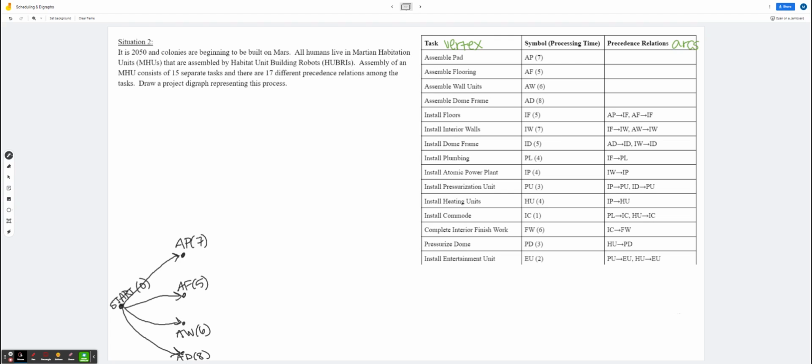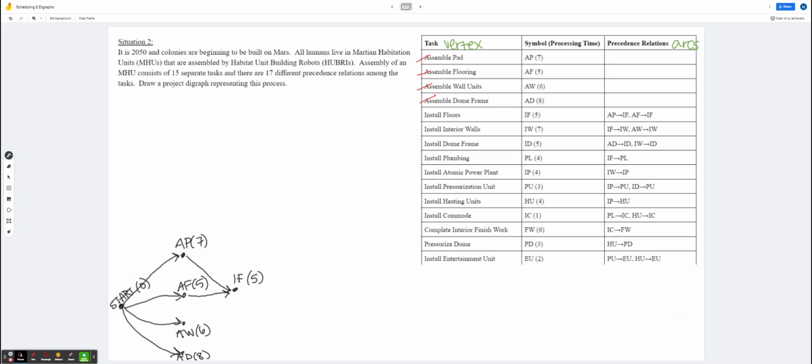So now that I'm done with those first 4 tasks, I'm going to go ahead and cross those off my to-do list. And then I'm going to look at the next task, install floors. If I look at the precedence relation, install floors has to come after assembling the pad and assembling the flooring. So I'm going to put it here. Install floors, assemble the pad has to happen, and assemble the floor has to happen.